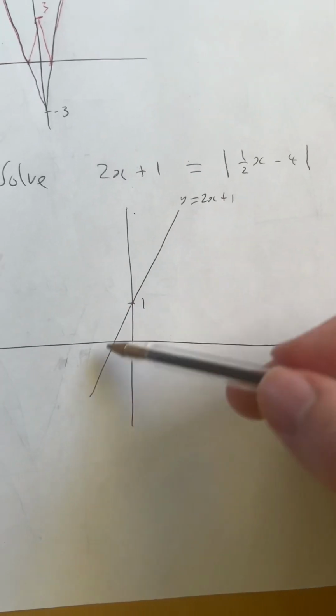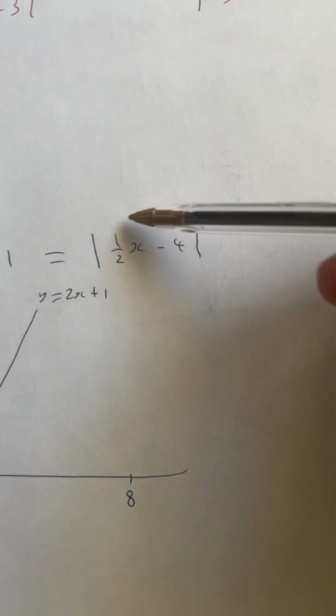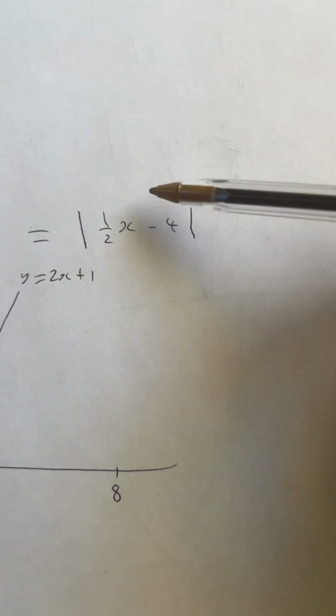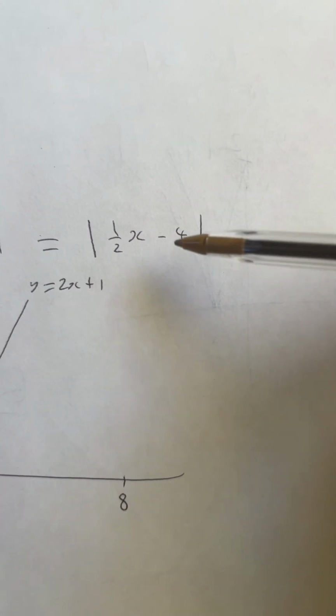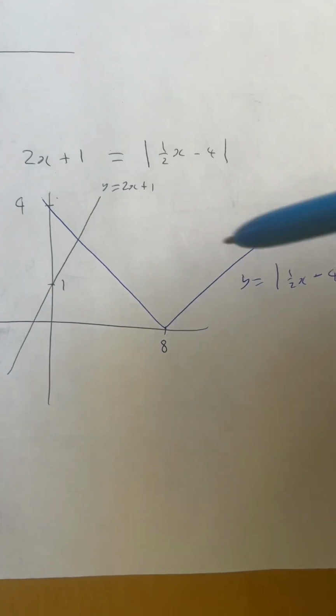So you've got y equals 2x plus 1, this straight line graph from GCSE. And then again, the vertex of this V shape is going to be x equals 8. Make this equal to 0, add 4 to both sides, times by 2, you get x equals 8. That's our vertex. Y-intercept is 4. So we end up with something like this.